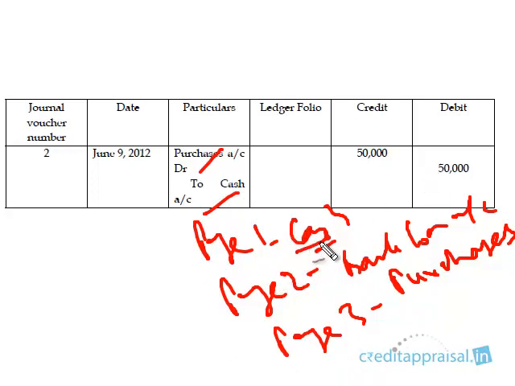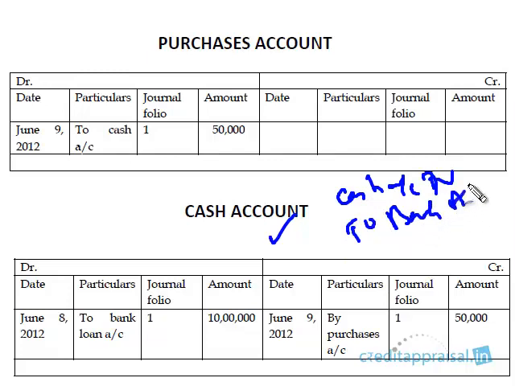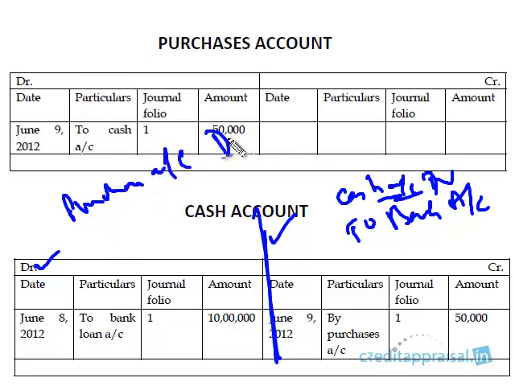So this is how the ledger will appear after transaction 2. Please see this cash account. In transaction number 1, we had a cash account debit to bank account. The first transaction we entered on this side, because cash account is a debit transaction. In transaction number 2, where we purchased material for cash, purchase account is debit and cash account is credit. So in this example we have the cash account that is credit.